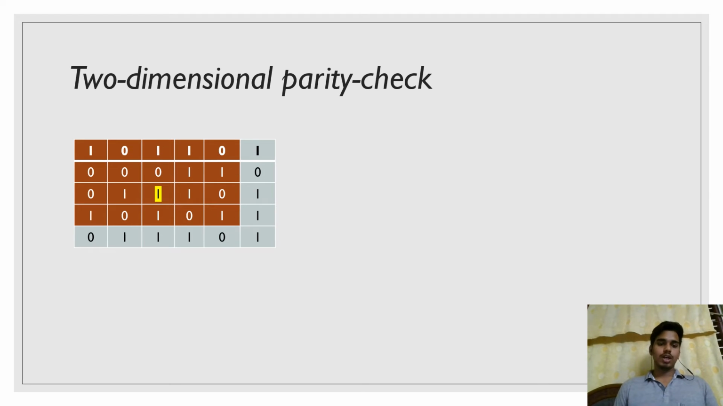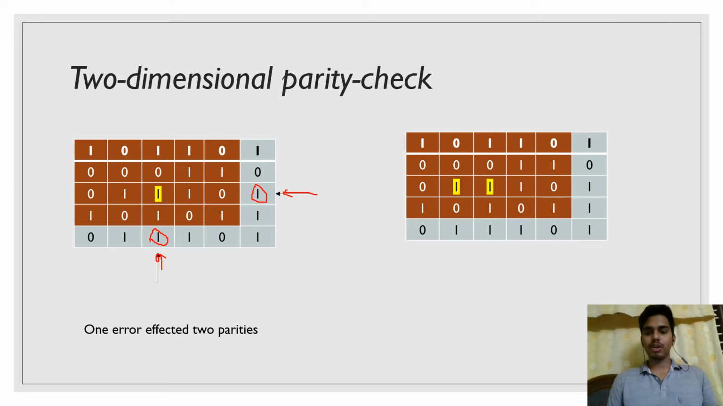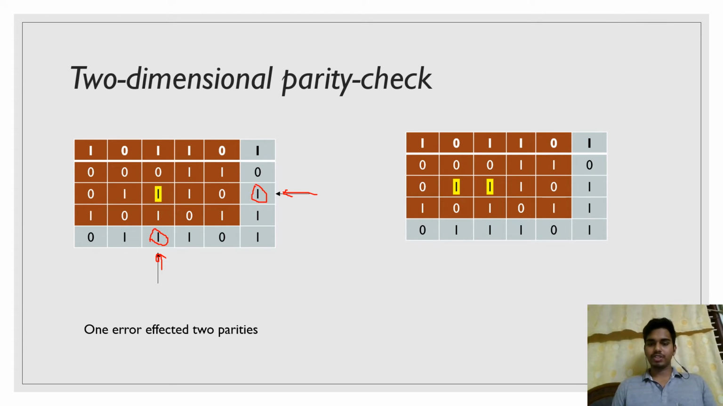Suppose this bit is the error. Then this row and this column will be affected, so this parity bit and this parity bit will be affected. So two parity bits are affected for an error of 1 bit. And in the same way, in this example, there are two error bits. Suppose these two bits are the errors, then these two parity bits will be affected.